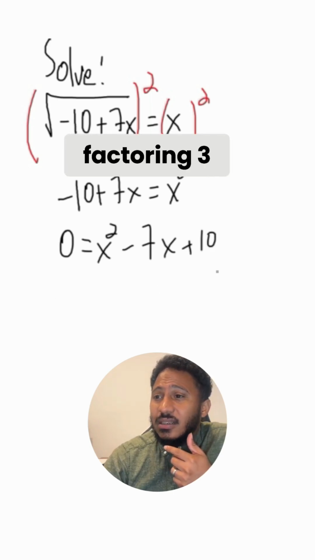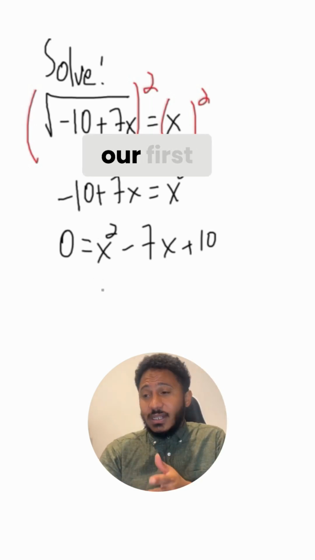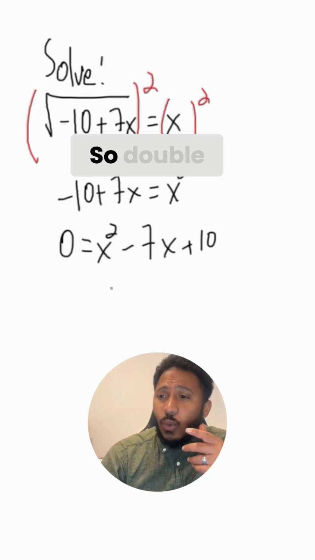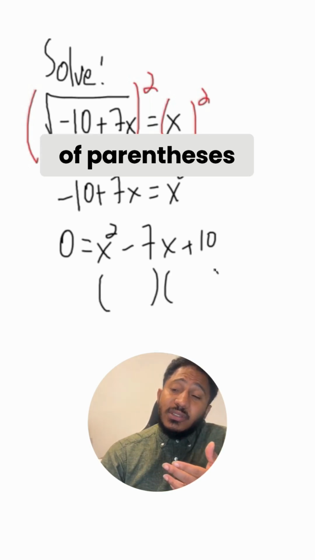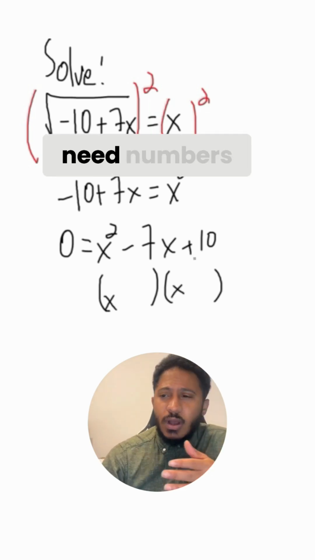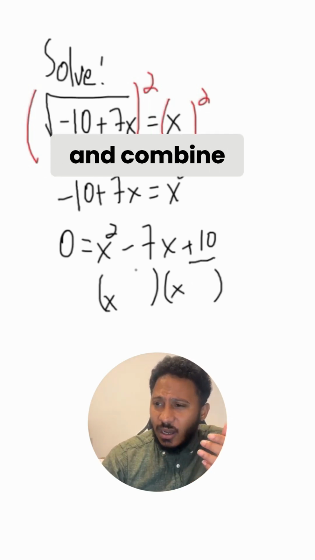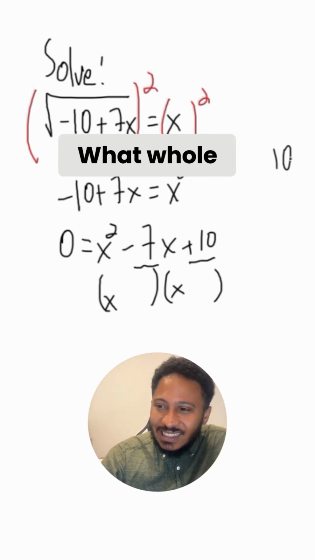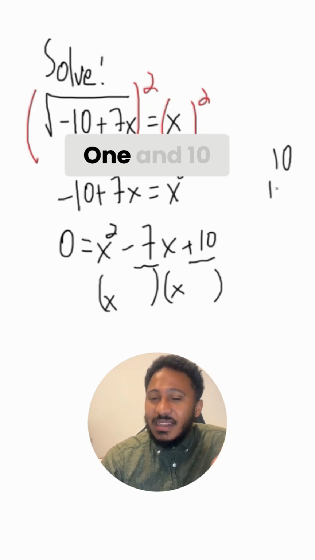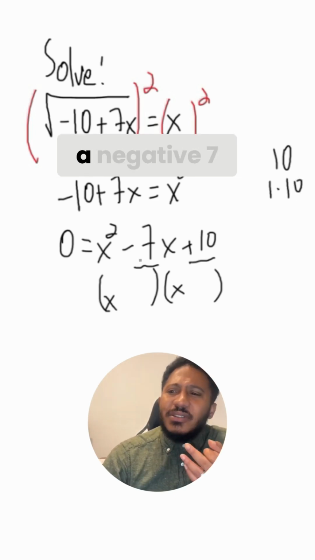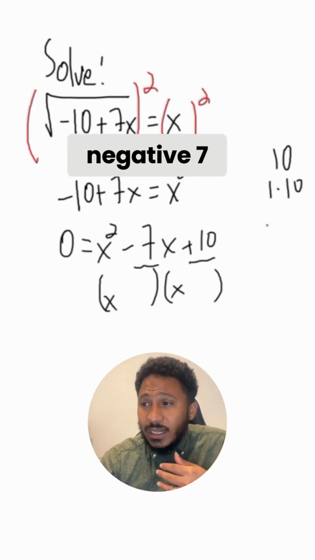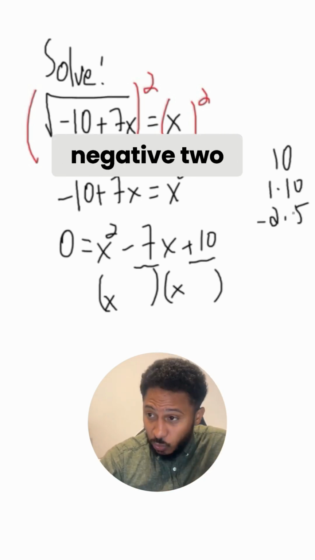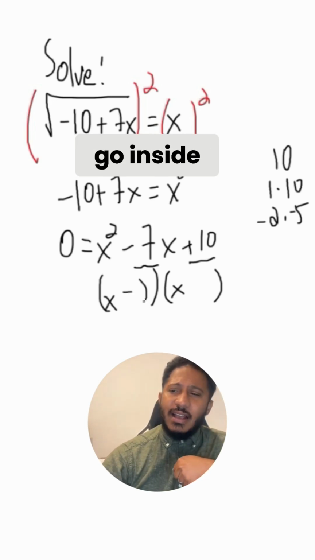All right, now when factoring three terms, if there's a 1 in front, our first attempt would be to try this double bubble setup. So double bubble, this is a double set of parentheses: x and x. And then we need numbers that multiply to give me 10 and combine to give me negative 7. Let's do it on the side really quickly. What whole numbers multiply to give me 10? 1 and 10, those work, but I can't get a 7 or a negative 7 out of that. What else? Oh, 2 and 5. I think that works. But since it's a negative 7, we need negative 2 and negative 5. So those are the numbers that go inside the double bubble.